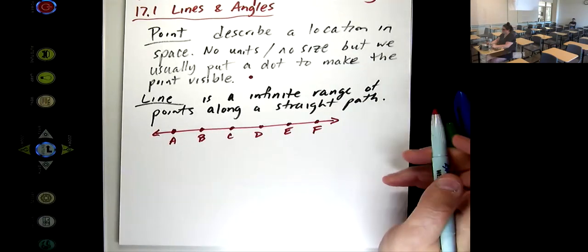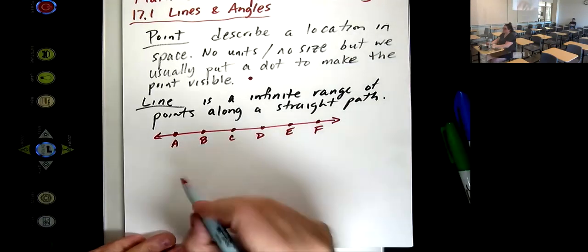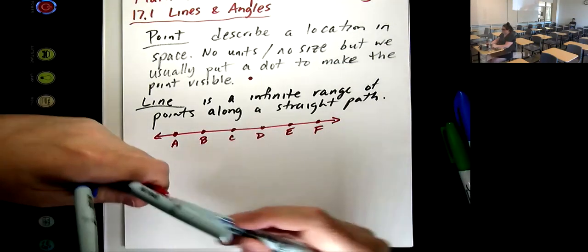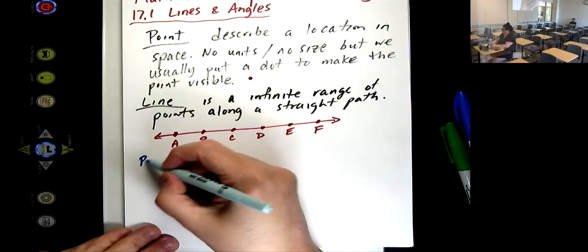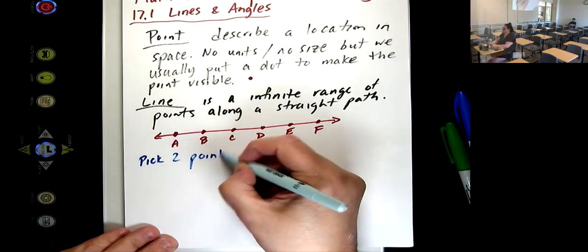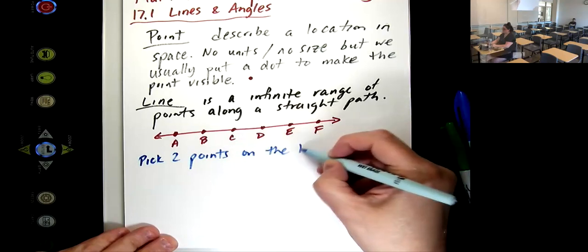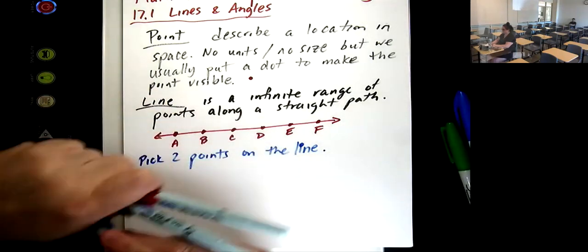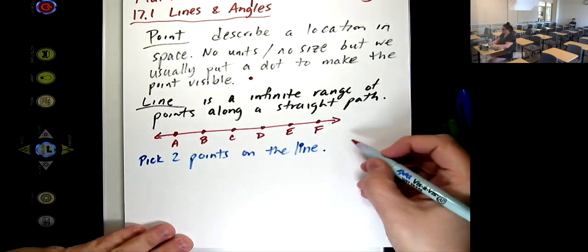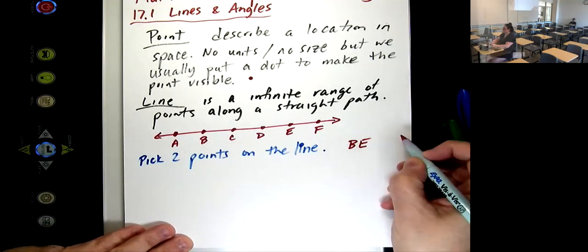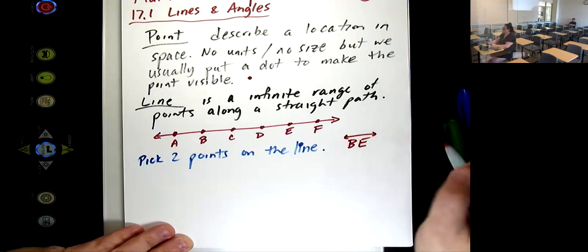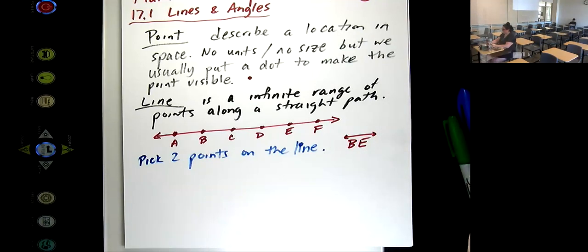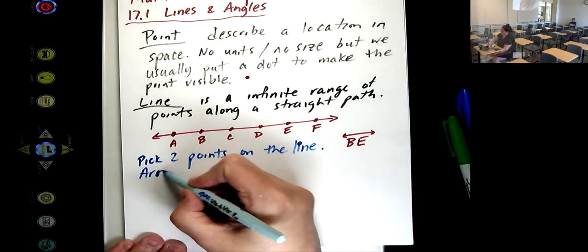And we can indicate a line several different ways. We usually pick 2 points on the line, and do the following with them. If I go with like B and E, we put an arrow above it. The arrowheads indicate that it keeps going on forever.